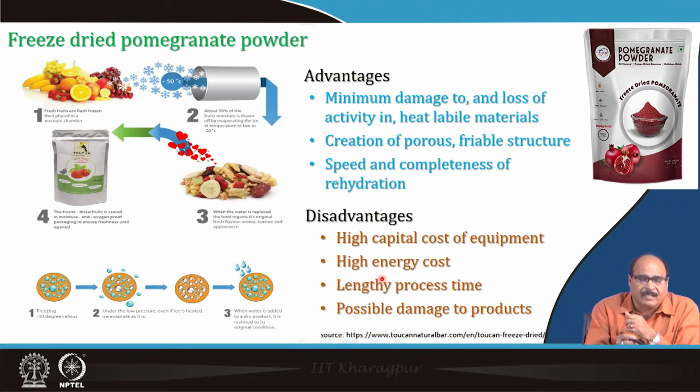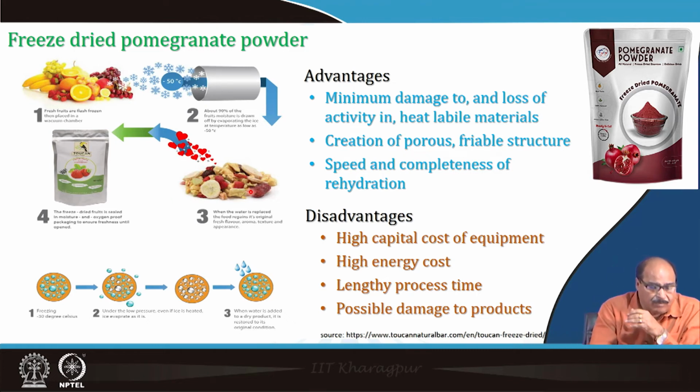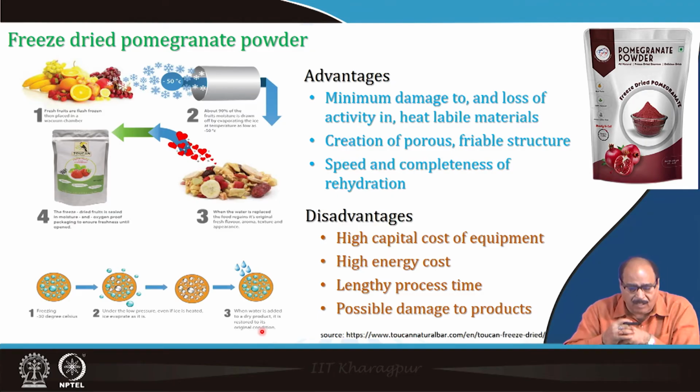Here there is a case study, freeze dried pomegranate powder, where the fresh pomegranate is taken, converted into juice, and concentrated. This concentrate is put into the freeze dryer and dried. The flakes come out in the form of thick slabs and are further pulverized. There is freezing at minus 30 degrees Celsius, then under low pressure, once it is heated, ice evaporates. When water is added to the dry product, it is restored to its original condition, rehydration, to drink it again.